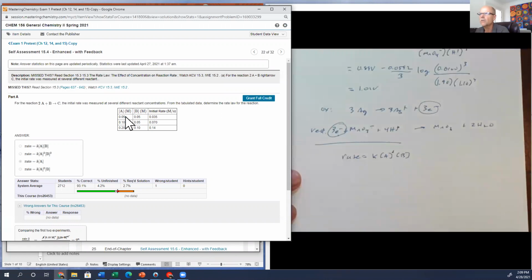So you already know that when you take A from 0.05 to 0.20, you've quadrupled A, so that's going to quadruple the rate. So you already expect a 4 times increase in the rate due to that. And now you're trying to figure out, okay, what was the additional effect due to doubling the concentration of B? Does that make sense?